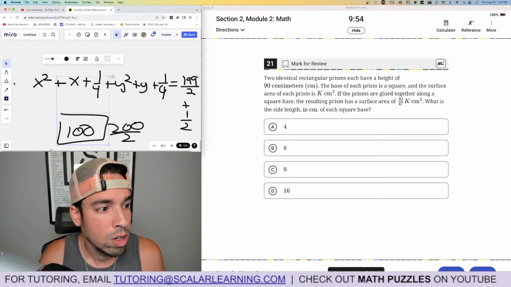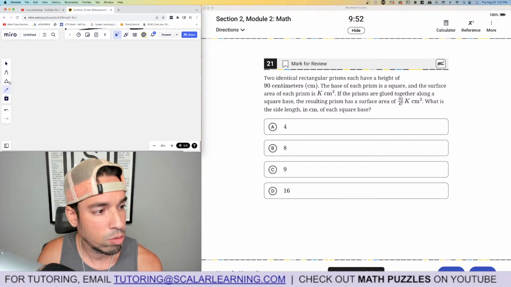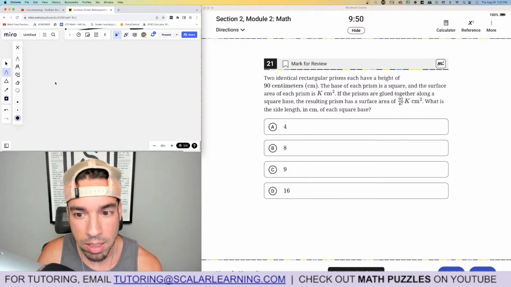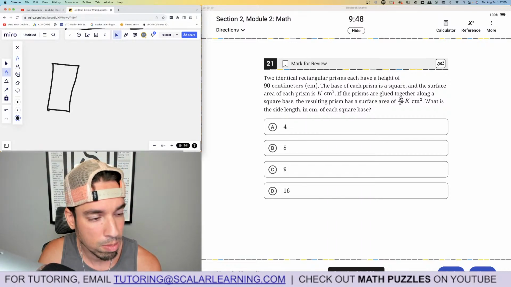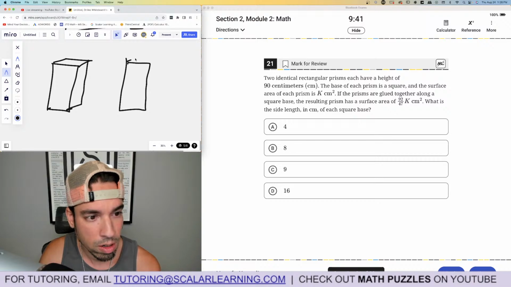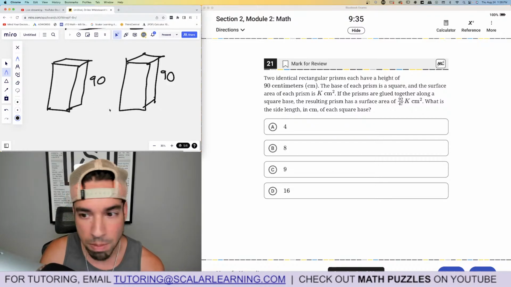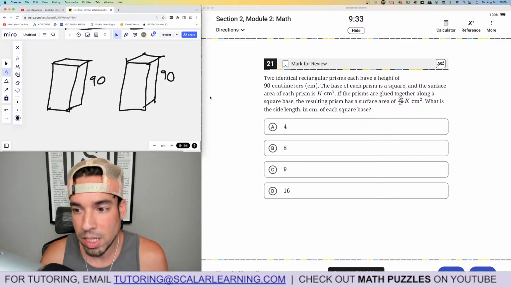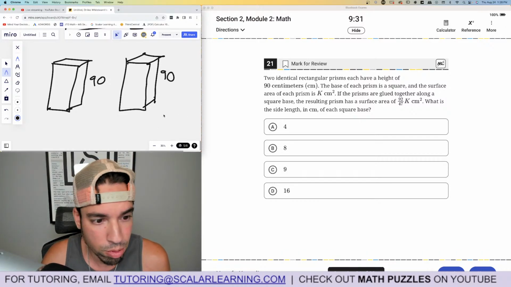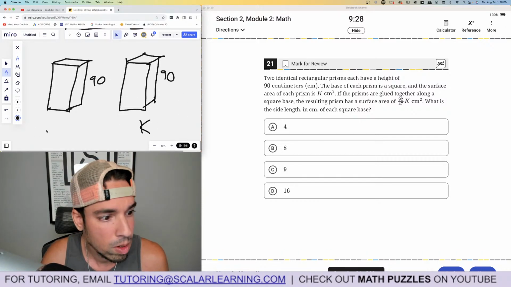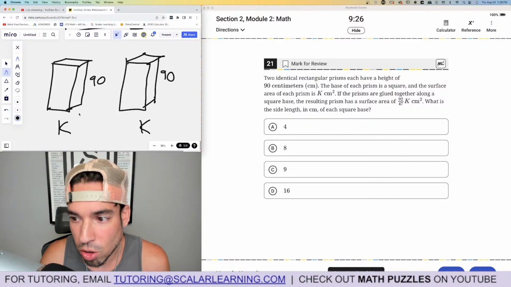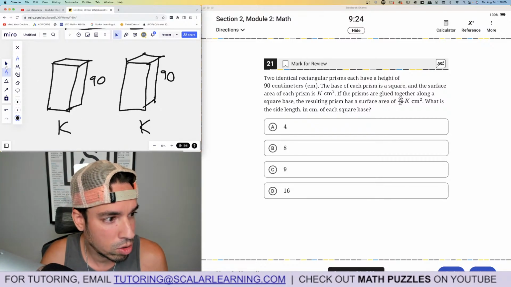2 identical rectangular prisms, each have a height of 90, so they're identical, blah, blah, blah. And a rectangular prism, in case you don't know, is like a little box, right? Let me draw it out like this. Okay, so they both have a height of 90 centimeters. The base of each is a square, and the surface area of the prism is k. Okay, cool, cool. If the prisms are glued together along a square base, so then I get it.